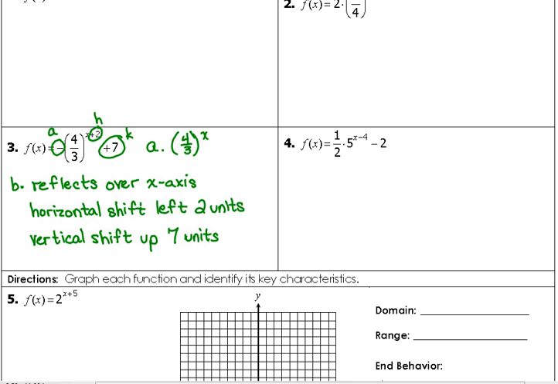Okay, let's look at number 4. Number 4 has the same stuff going on. We've got this coefficient in front, that's an A. We've got this number right here, that's an H. And the -2 is a K, so our parent function is 5 to the x.